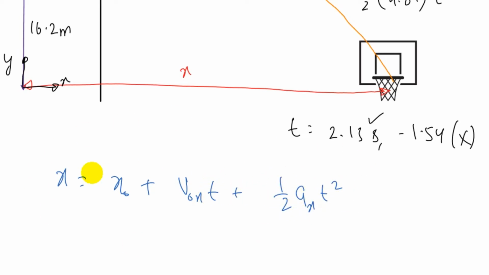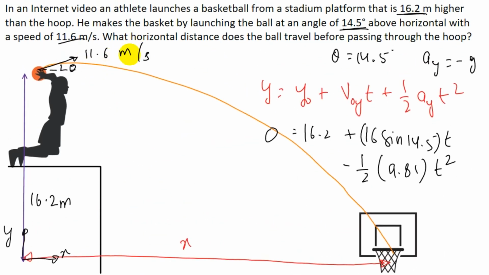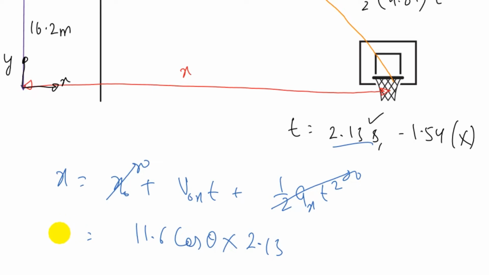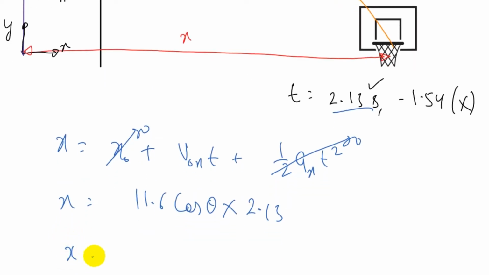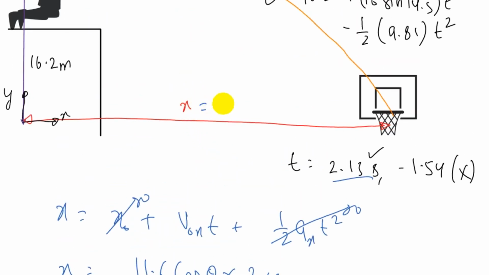We can use this equation. X0 is 0 and v0x we have 11.6 cosine theta. So 11.6 cosine theta multiplied with time. Time we have to take to be 2.13, and there is no acceleration in the x direction, so this whole term is 0. Now from here the x value comes out to be 23.9 meter. So the horizontal distance traveled by the ball is 23.9 meter.